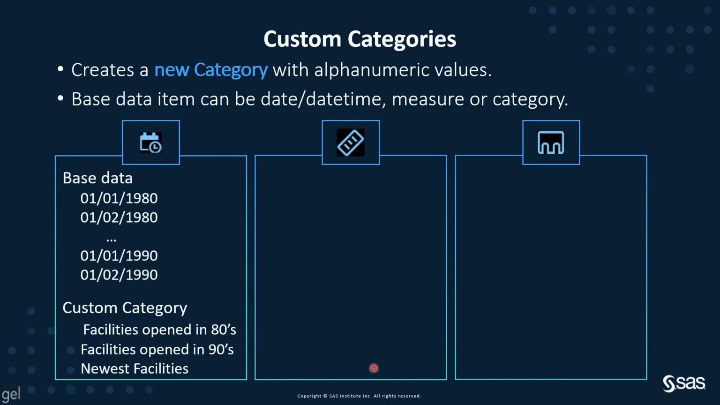For the date, date time example, imagine that you have values at the day level. In this case, we will have values for every day from January 1st, 1980 to the present. For our custom category, we will create a new category data value to group the facilities opened in the 80s, facilities opened in the 90s, and the remaining facilities will get grouped as the newest facilities.